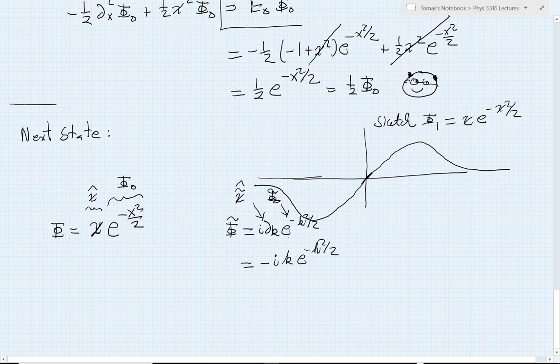I'm just going to claim it for now. We can prove it later. But if you stick it into the Schrodinger equation, it will work, and you will get your first excited state energy, which will work out now not to be 1/2, but to be 3/2.